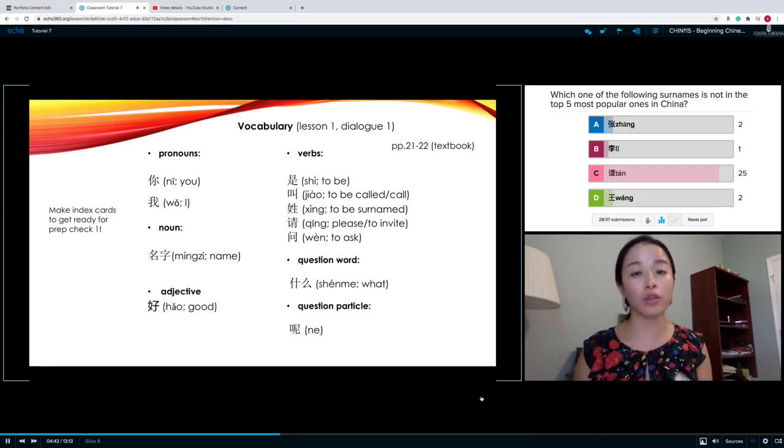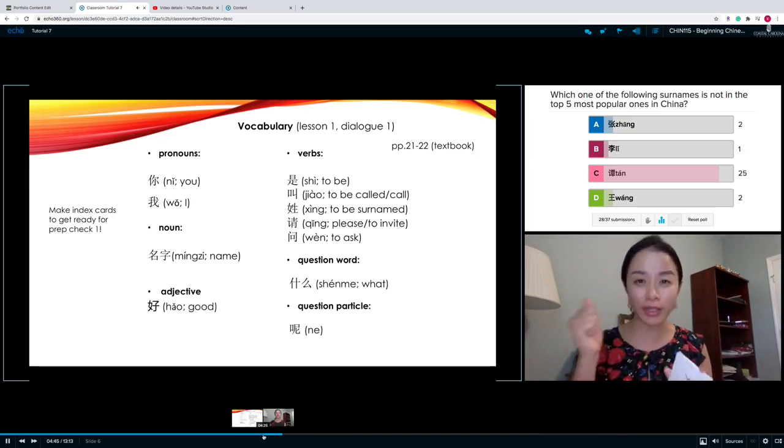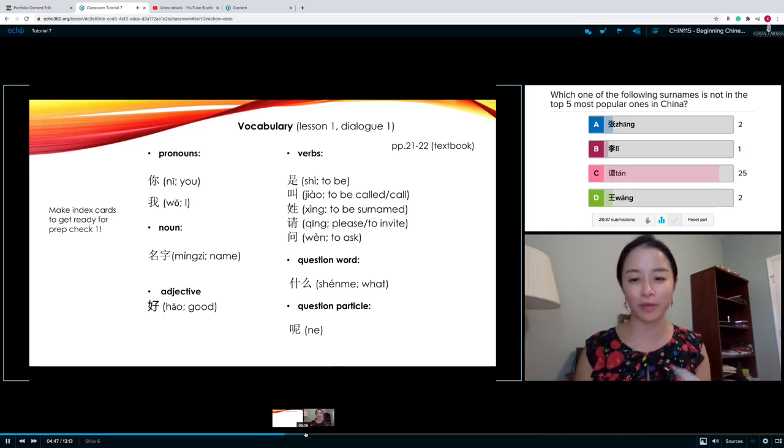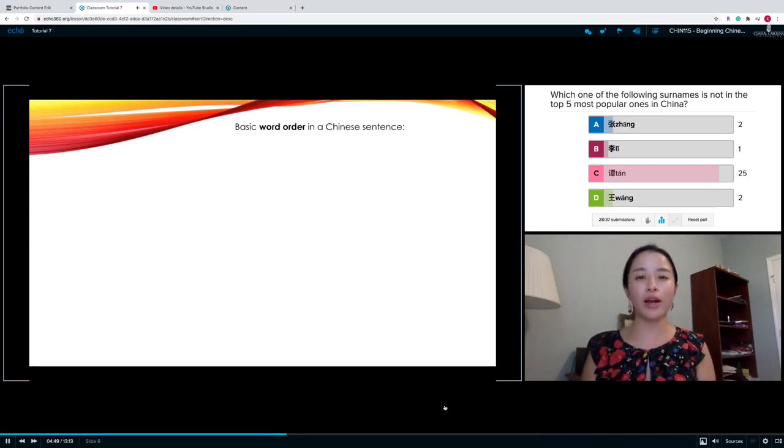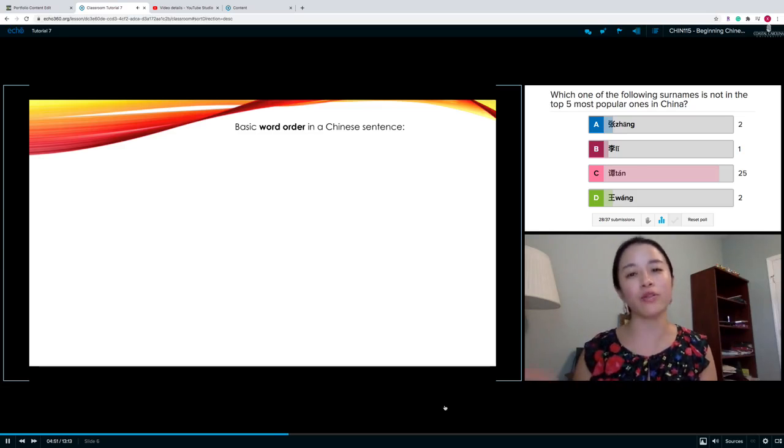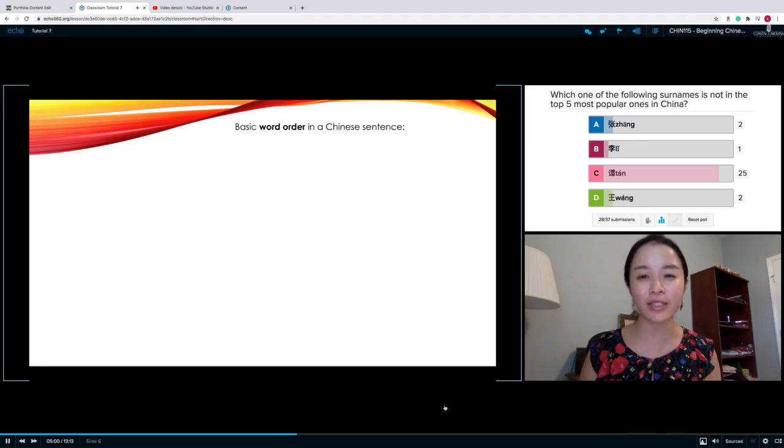Also, when your character workbook arrives, you can also practice the characters in the workbook. Before we start to explain these characters, I want you to think about the basic word order in a Chinese sentence.